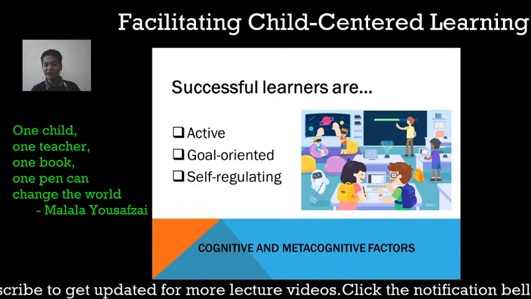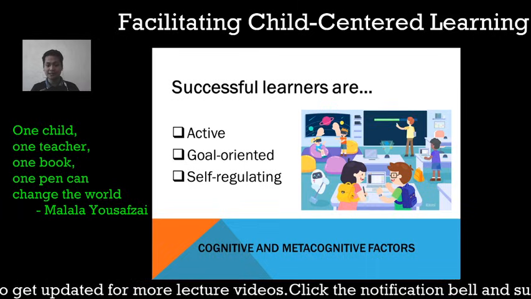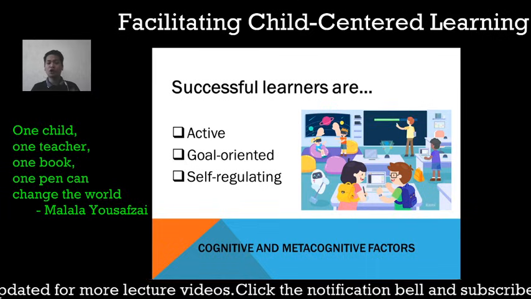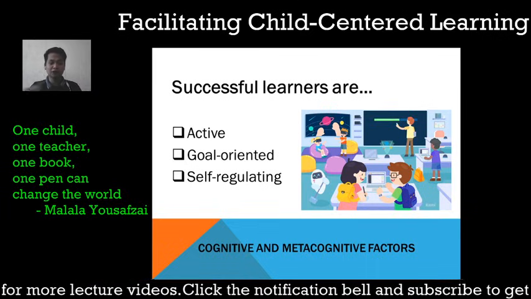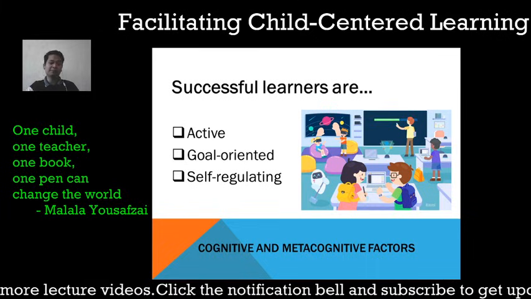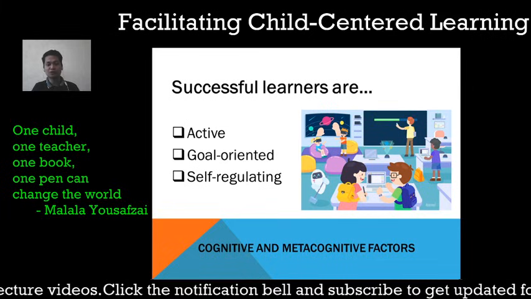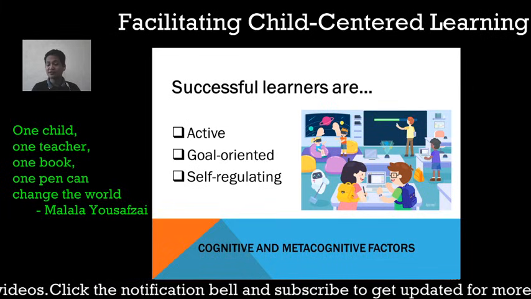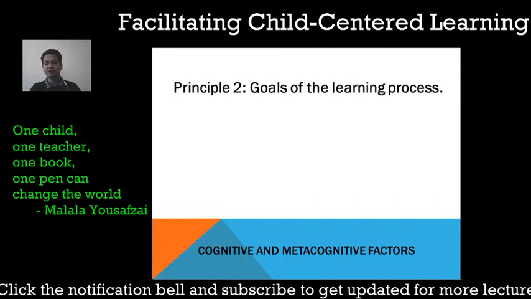Okay, so they have the ability to monitor their progress, to monitor and assess their learning strategies, whether it is effective or not, and they have the ability to remain focused on learning. So they will not be distracted by environmental factors or peer factors and so on and so forth. So these are the characteristics of successful learners. Okay, so that's the first principle, the nature of the learning process.